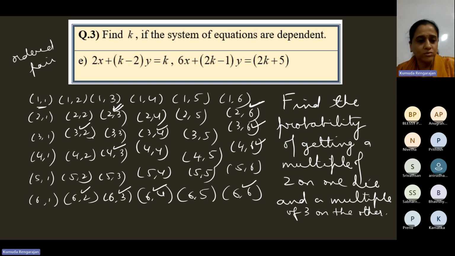1, 2, 3, 4, 5, 6, 7, 8, 9, 10, 11. So she was right. Shakti was right. 11. 11 divided by 36.